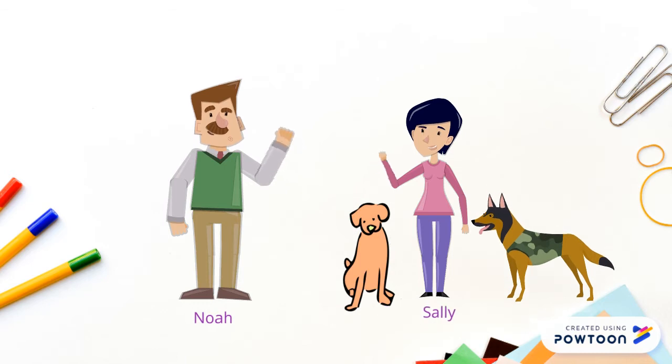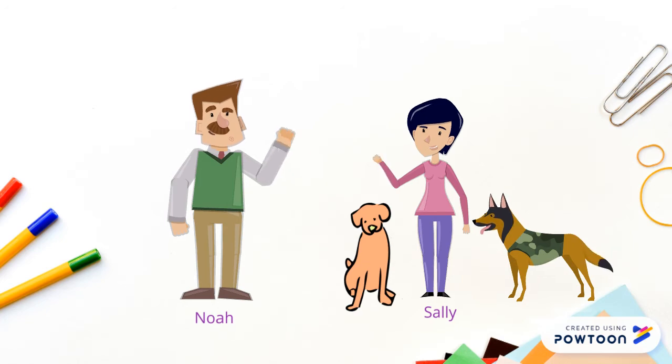Noah is paid by his neighbor Sally to walk her dogs for a week while she is away. Sally pays him $35 on Monday morning before she leaves. This is known as deferred revenue because Noah has received the cash before earning the revenue.